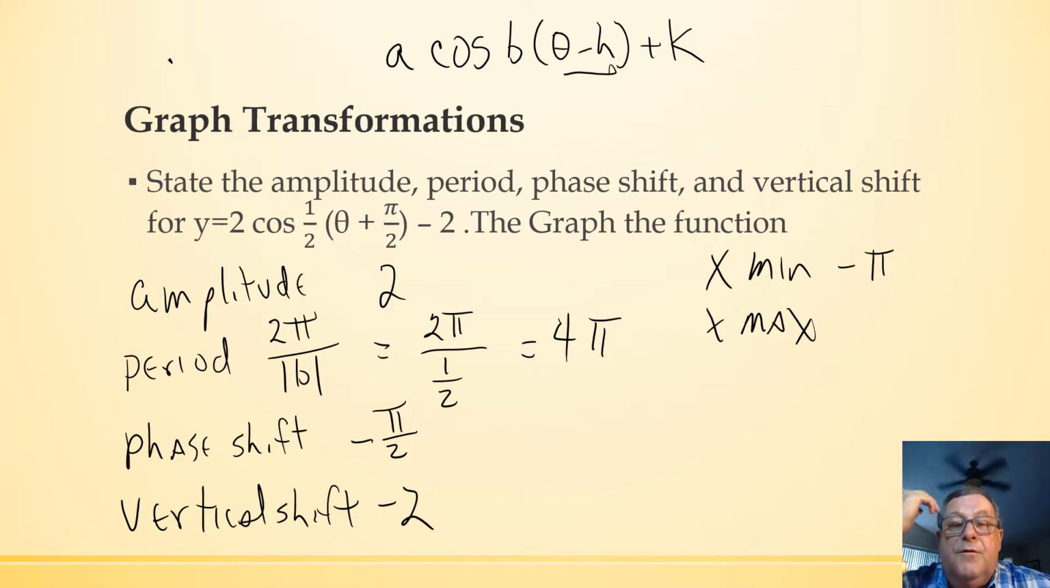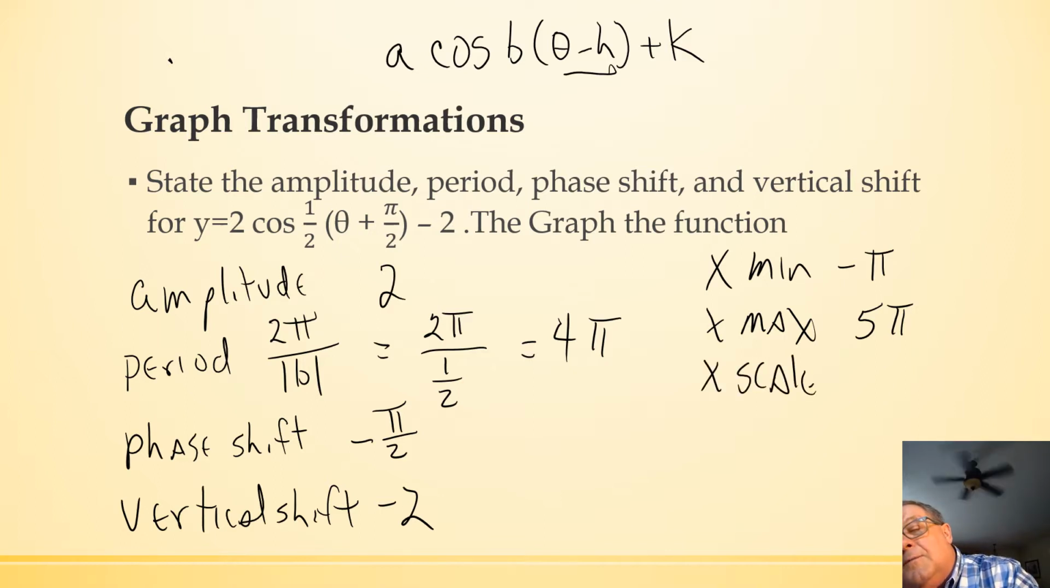That's 2 revolutions around. Maybe I want it to be 5 pi because I want to see both. I could do 4 pi, be fine. My scale, let's do an x scale of pi over 2, since that's my phase shift.